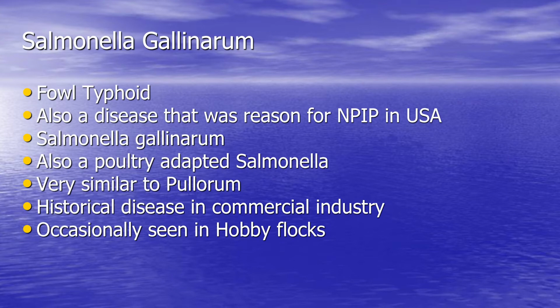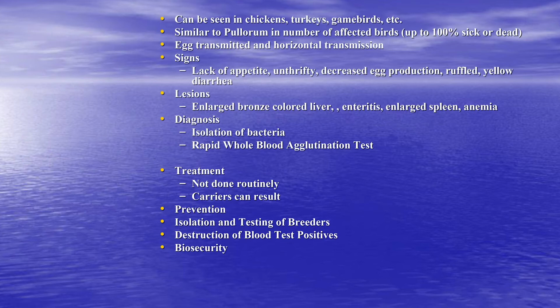Another salmonella, Salmonella gallinarum, the disease referred to as fowl typhoid. It too was another disease that played into, in the United States, the development of the National Poultry Improvement Plan. It was primarily seen in adult birds. It is salmonella. It's also a poultry adapted salmonella, very similar to pullorum, and it too is a historical disease in the commercial industry primarily. We do occasionally see it in some hobby flocks. But in your country, it may be a problem in some of the birds.